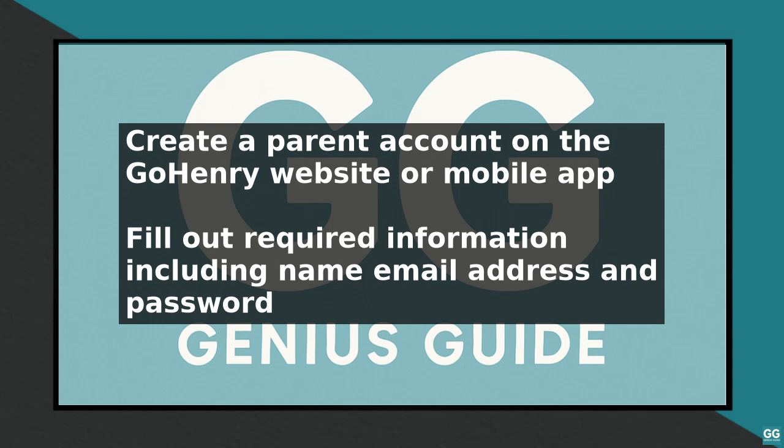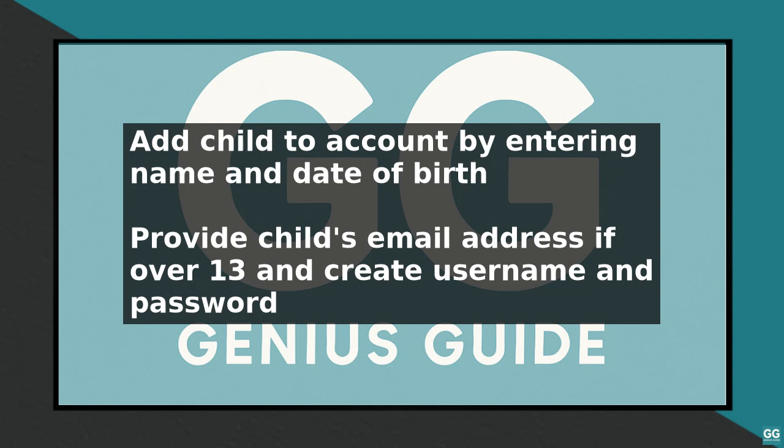Once your parent account is set up, you can add your child to the account. Click on the Add a Child option and enter your child's name and date of birth. You will also need to provide your child's email address if they are over 13 years old. Create a username and password for your child's account, or let GoHenry generate one automatically.